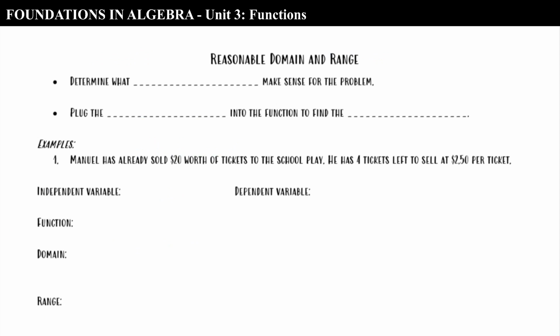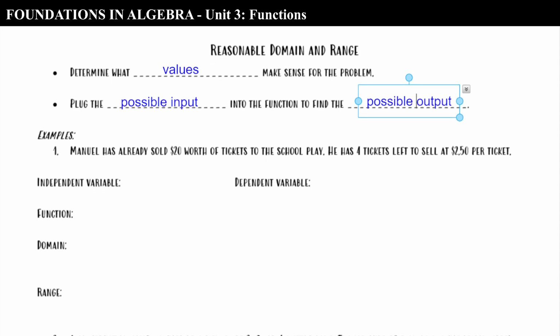So let's talk about reasonable domain and range. We want to determine what values make sense for the problem. So what we're going to do is plug the input into the function and find the output. Okay? And probably in better terms, we're going to plug the possible input into the function to find the possible output. I think that makes it a little bit more specific. And you're going to see how that works here in these 6 examples.